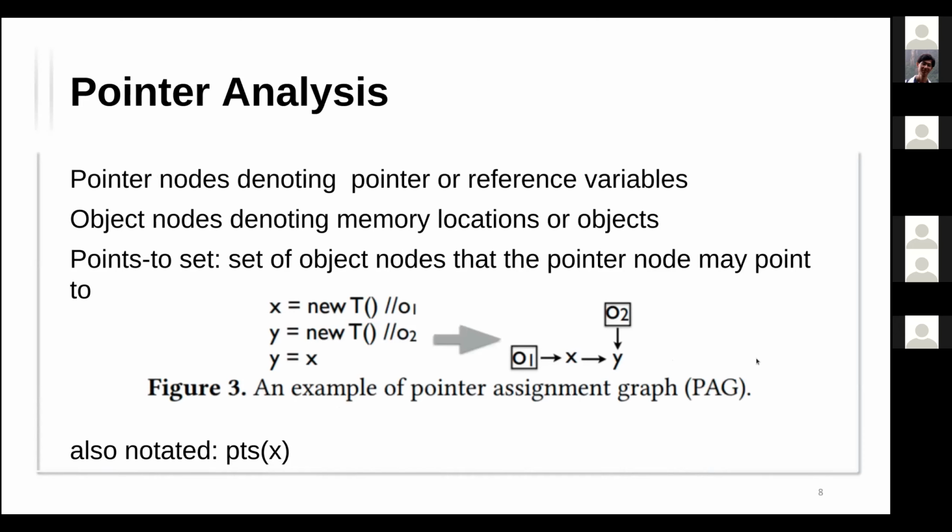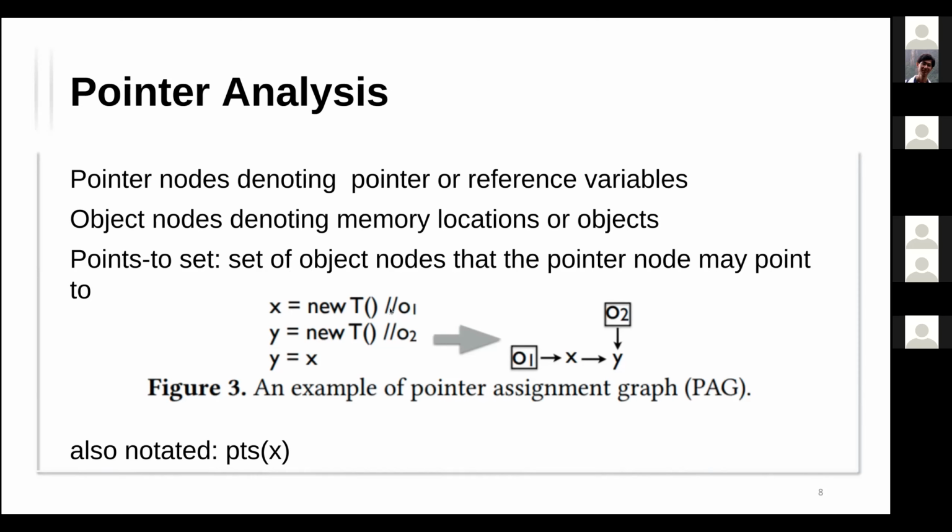Okay, now pointer analysis. If you remember from the previous presentation, which was quite long ago, pointer analysis is a way to denote what variables point to what objects. A pointer analysis graph will contain pointer nodes and object nodes. The object nodes are the memory locations of the objects, and the pointer nodes are references. From there, we also have a points-to set, which is the set of object nodes that a pointer node may point to.